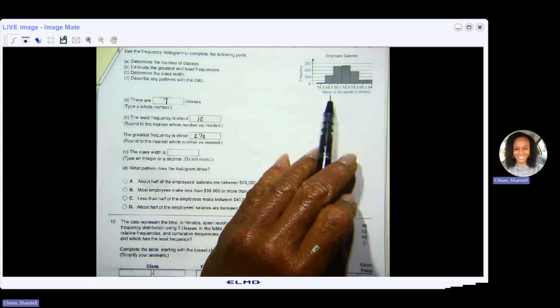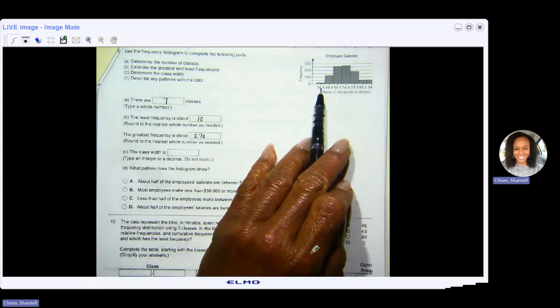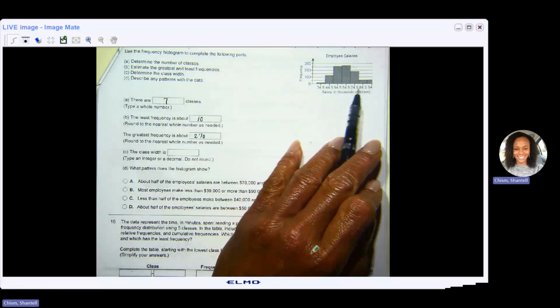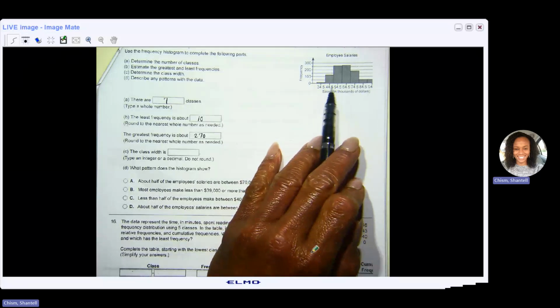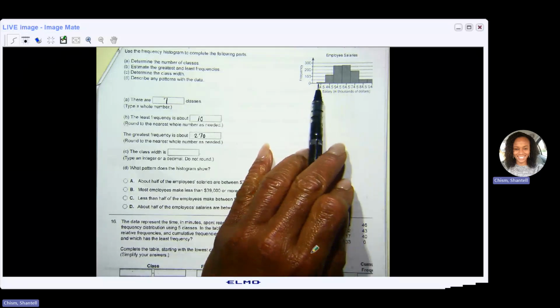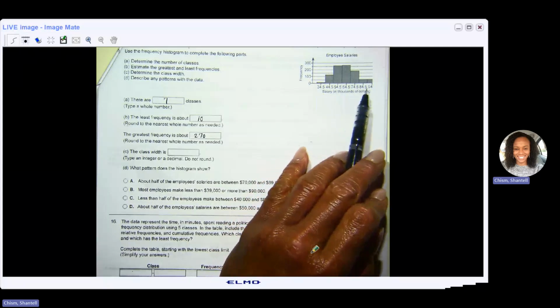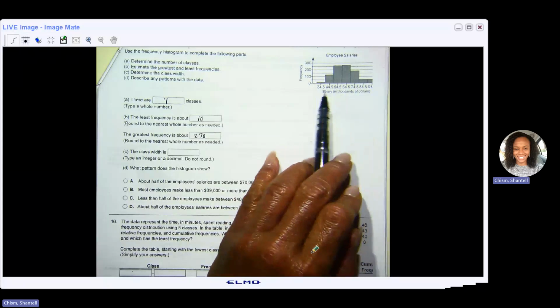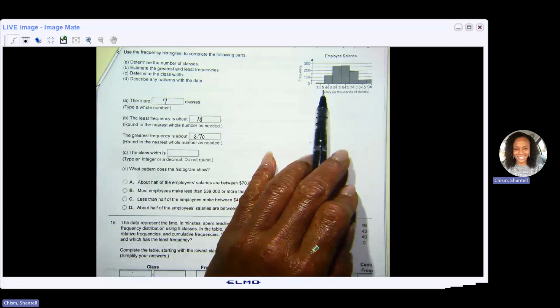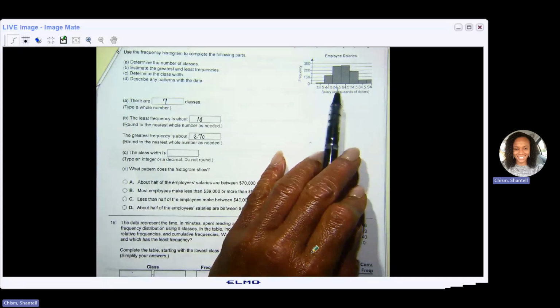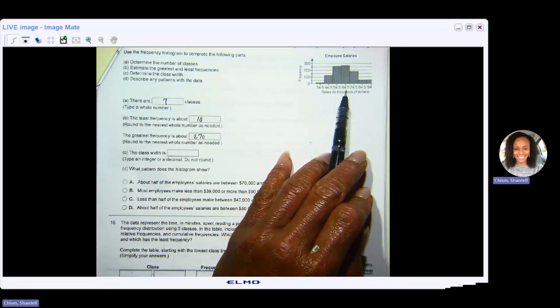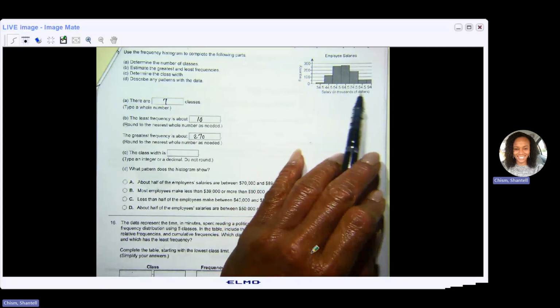And then the class width, basically look at each class. Each bar represents a class, and each bar is centered at the midpoint. These bars are the exact same distance apart. So we go from 34.5 to 44.5, 54.5, 64.5. We are increasing every time with these midpoints by 10. So that is the class width, 10.